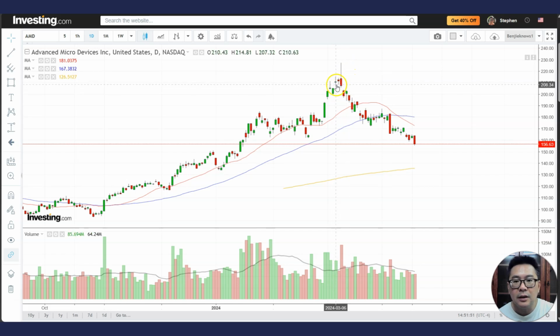For example, dojis and small body, and then the topping tail tells us that bullish momentum has slowed down and the stock refuses to go higher, and that's why it declined.